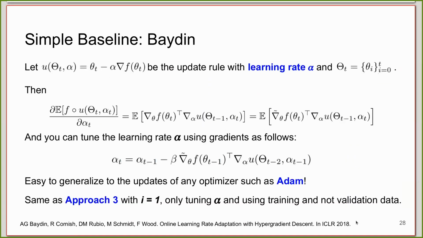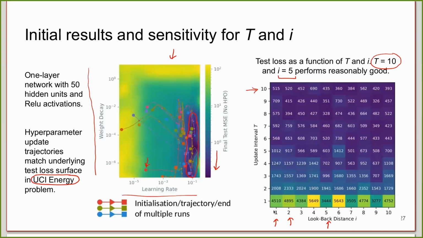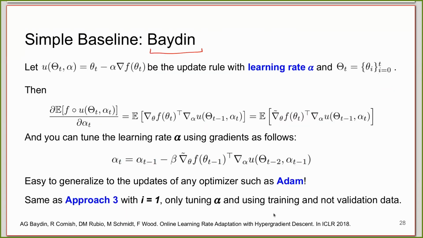Let's have a look at some simple baselines that we use to compare. There is this method proposed by Biden and others. It's something relatively similar, but it just optimizes on the mini batches. You just basically update your weights and evaluate the next mini batch, and then you differentiate through that. So you do one step only. It would be like the same as I equal to 1 here. And these authors only use it to tune the learning rate.